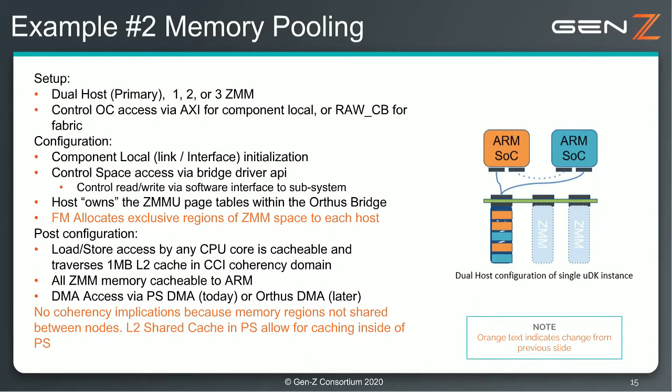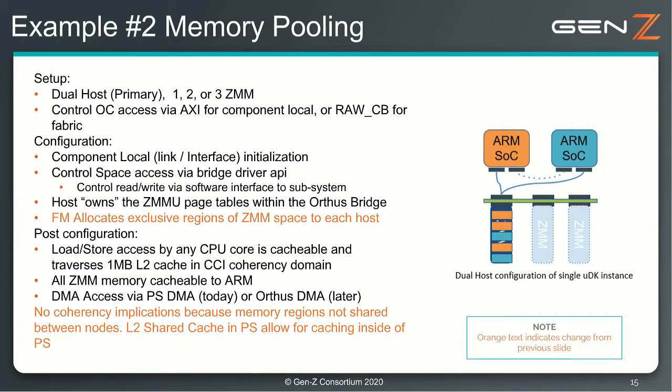Here, I'm showing a memory pooling example. The configuration is similar to example one, but we've added a second host node, as you can see in the diagram to the right, with the addition of the blue ARM SoC. The configuration stage is similar to example one, but the Fabric Manager in this example allocates a portion of the ZMM to each host node. This is depicted on the right with the orange node and the blue node and the associated allocated space within the ZMM with the matching color.